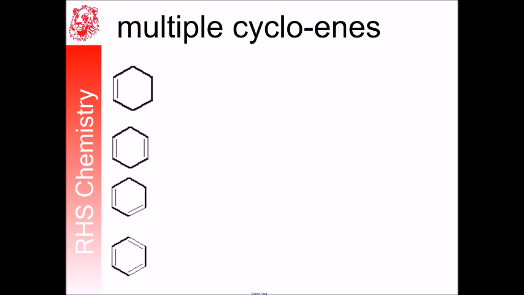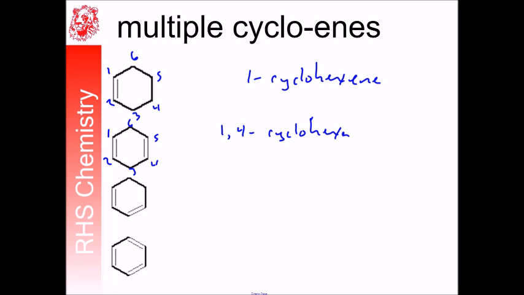We can look at multiple cycloenes. And so here would be 1, 2, 3, 4, 5, 6. That would be 1-cyclohexene. 1, 2, 3, 4, 5, 6. This would be 1,4-cyclohexadiene. Compare that to 1,3-cyclohexadiene.